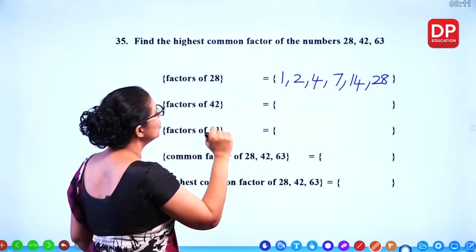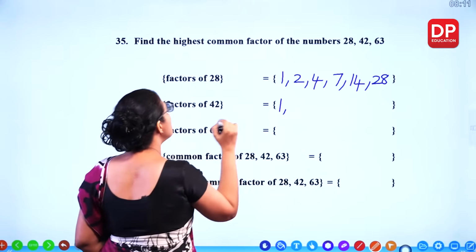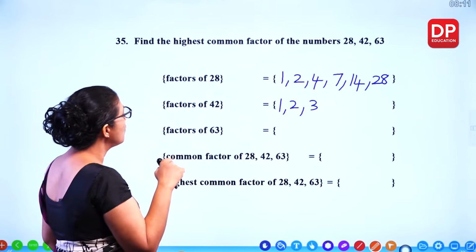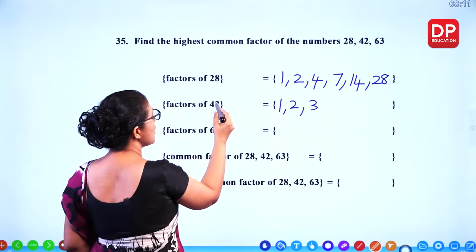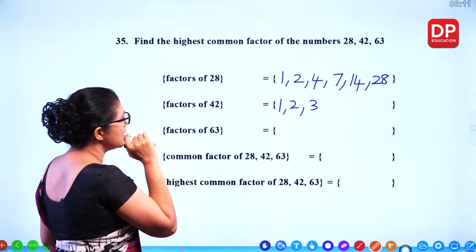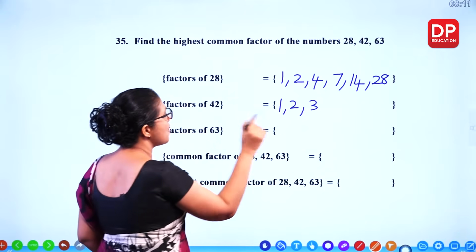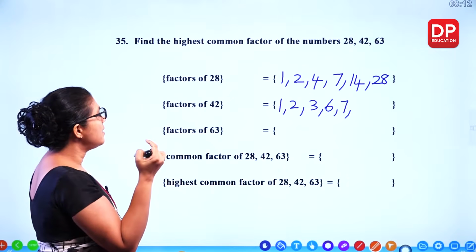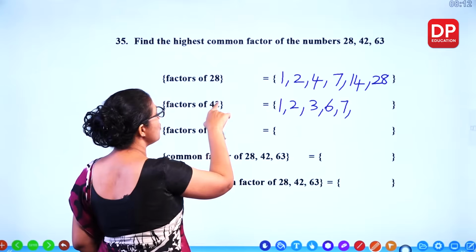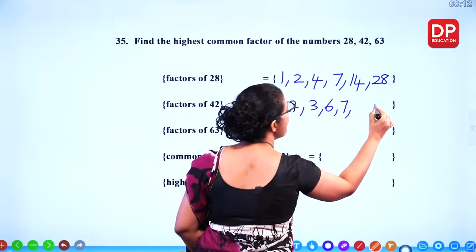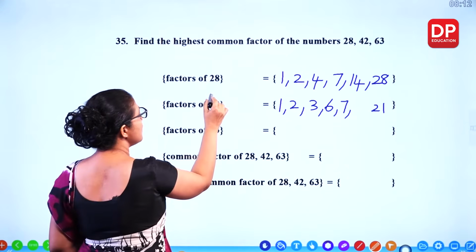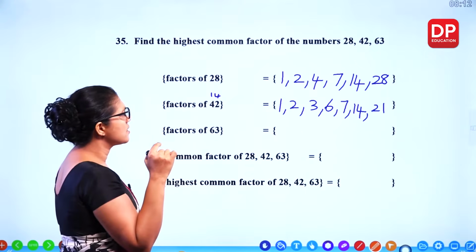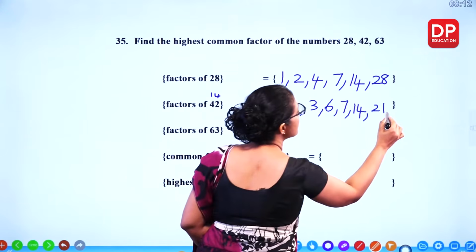Factors of 42. What are the factors of 42? 1. It's divisible by 2. 3. 3 times 14. 4, 5, 6. 6 times 7. So 7 is a factor. 8, 9, 10, 11. And if it's 2, you get 21. And if it's 3, 3 times 14. 14 is a factor. And what else? 6 times 7. And again 42. The last number is 42.